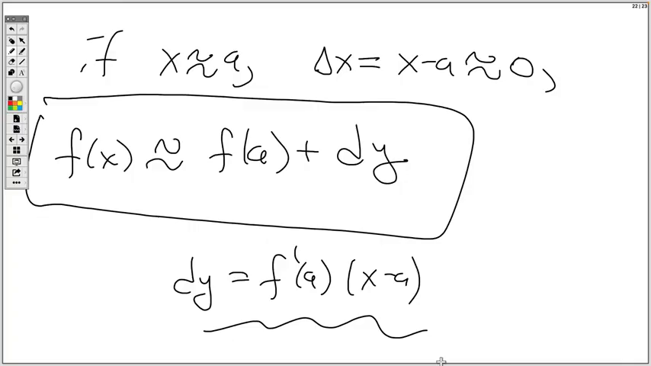We're going to start at f of a, and we're going to tack on this correction factor. What's the correction factor? The slope of the tangent line times change in x.